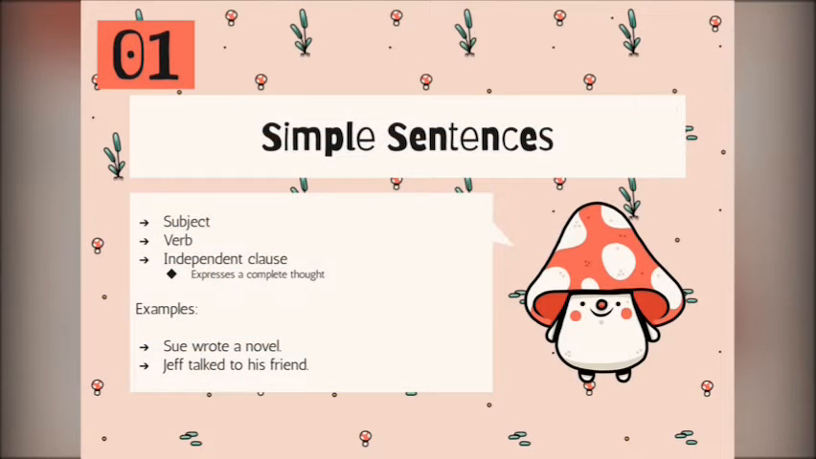So a simple sentence, like I said, is just an independent clause by itself. It has a subject and a verb. And in the examples, we have Sue wrote a novel. So in this case, wrote is the verb that's acting in the sentence, and Sue is the subject. And then we have Jeff talked to his friend. Talked is the verb and Jeff is the subject. So it's just a regular simple sentence.